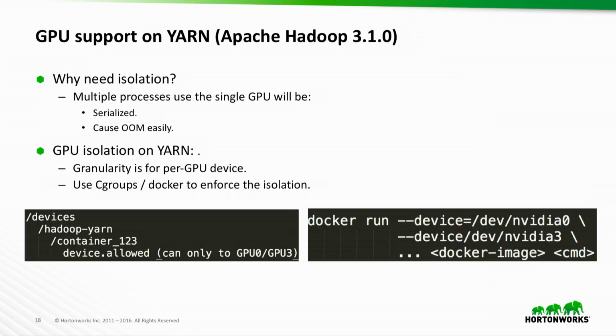For GPU isolation on Yarn, the granularity is per GPU device. That means we are not going to support allocating half a GPU to a process. This is because CUDA or NVIDIA don't have such functionality to do partial GPU isolation. Once the process is assigned a GPU, we use cgroups and Docker to enforce the isolation. Enforcing means the process cannot try to jailbreak to get GPUs from other applications.